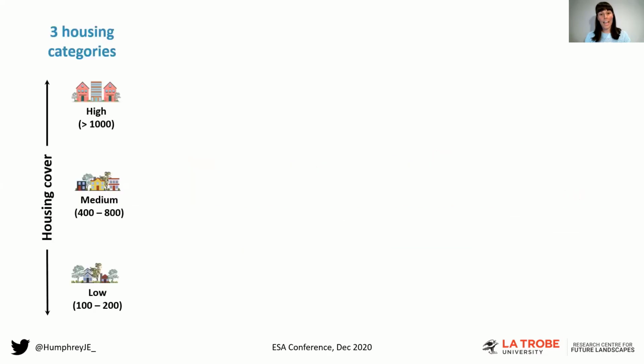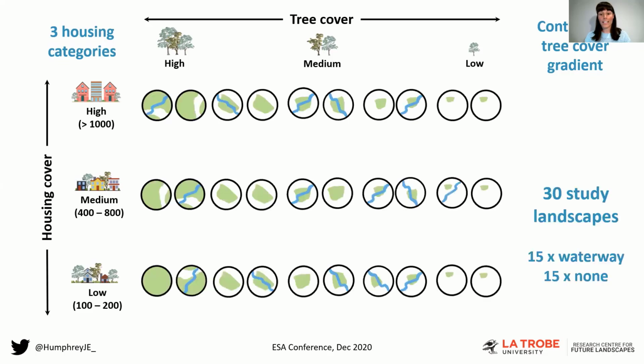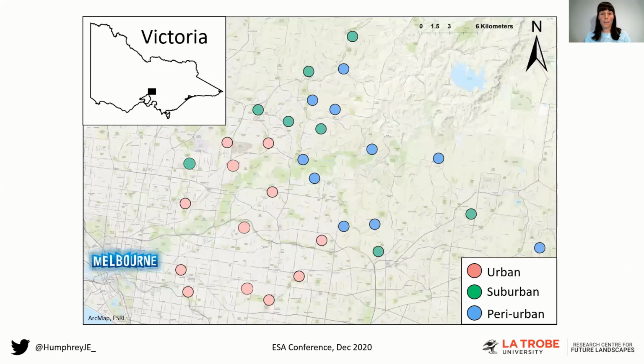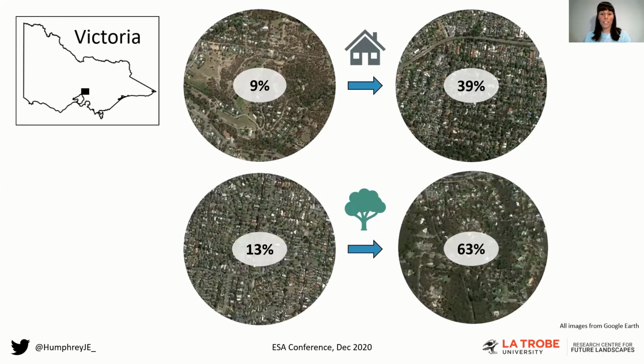In addition to these 3 housing categories, I chose to survey along a continuous gradient of canopy tree cover. I then selected a total of 30 study landscapes to fulfill these requirements, 15 of which included a waterway and 15 did not. My landscapes were located throughout the northern and eastern suburbs of Melbourne, spaced a minimum of 1 kilometre apart. They spanned a housing cover gradient of 9 to 39% and a tree cover gradient of 13 to 63%.